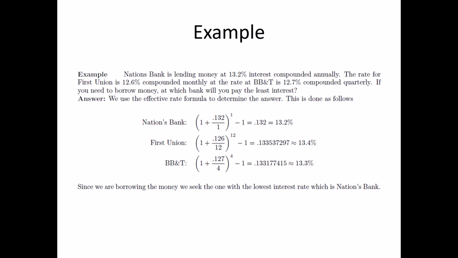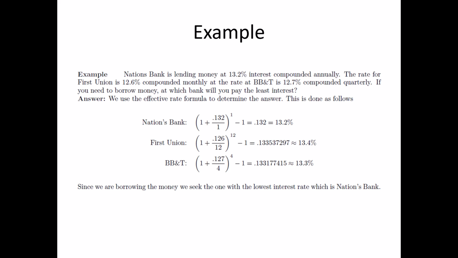Because all of these banks are offering different interest rates, we need to level the playing field for comparison purposes. So we're going to compute the effective rate for each one of these situations. Now, Nations Bank: when we put in the information for that, we have 1 plus 0.132 divided by 1, and that's all raised to the first power, and then minus 1, and we end up with 13.2%.